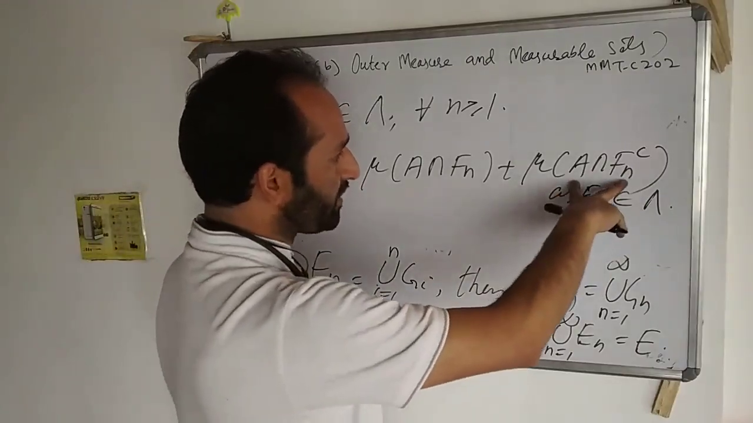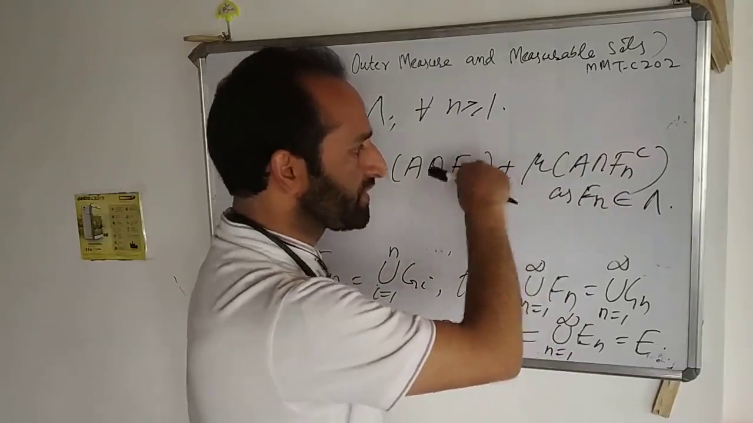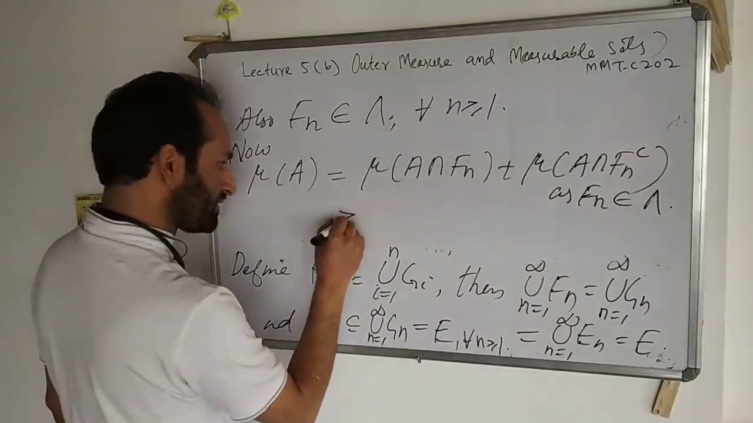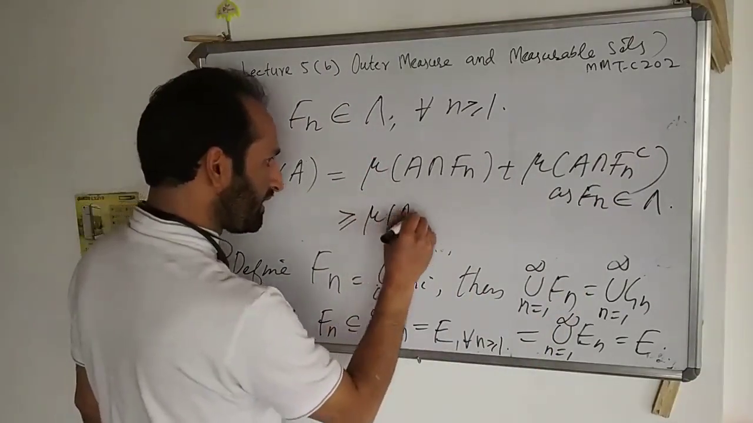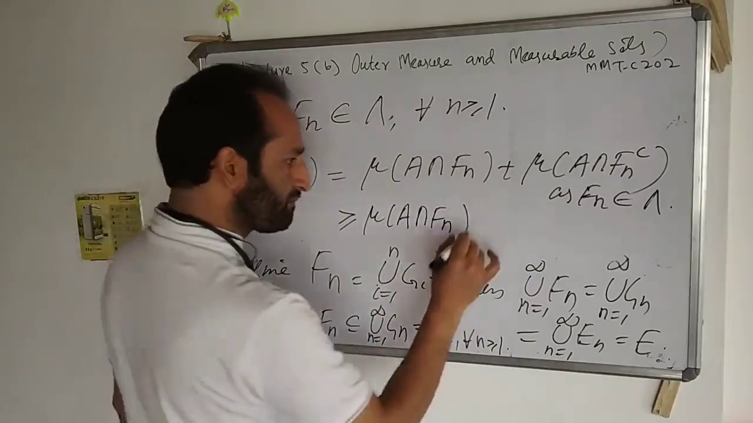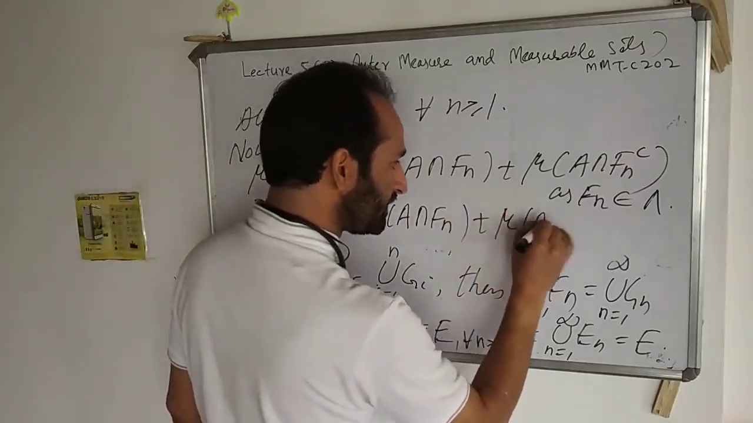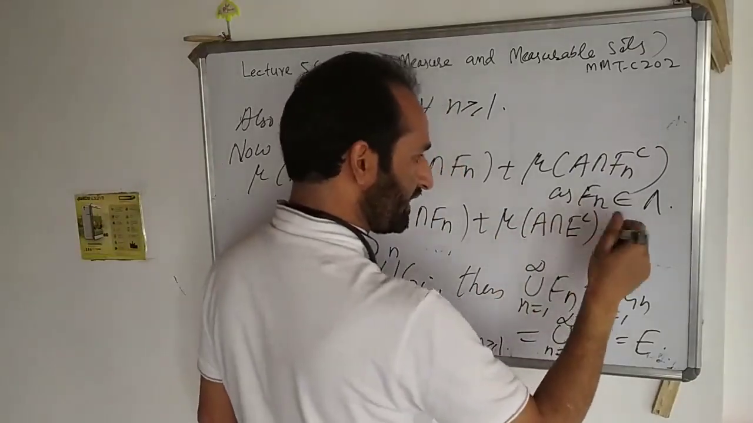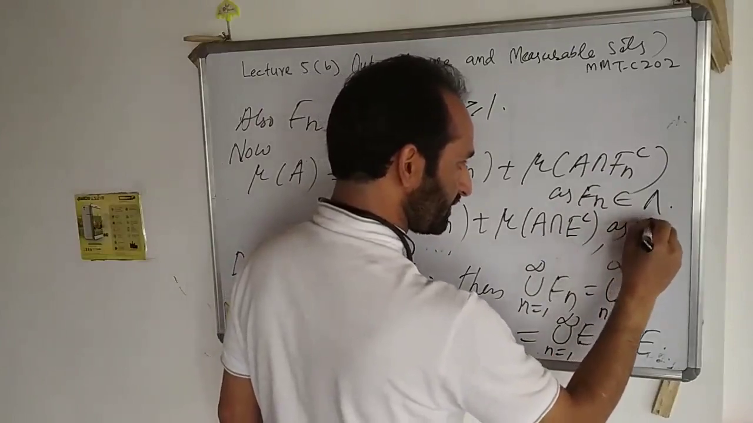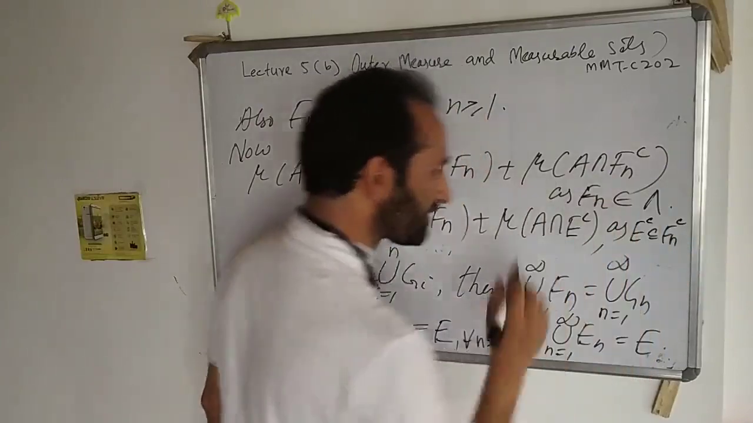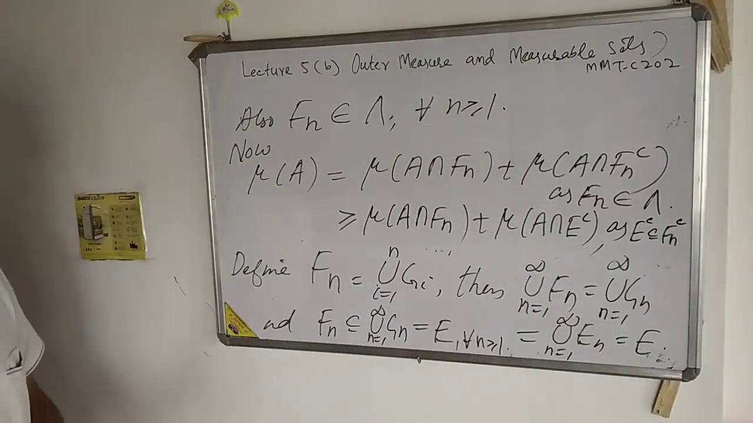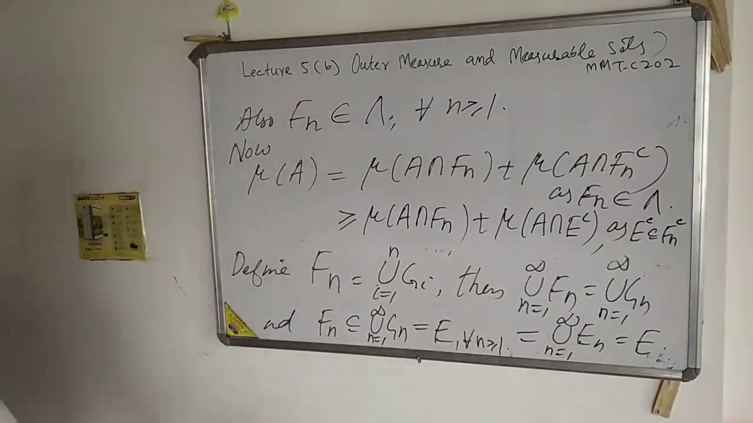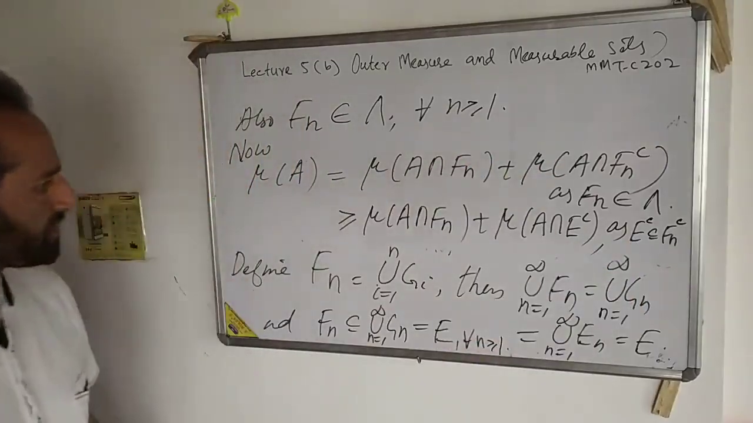So that means the measure of this set A intersection Fn complement will be greater or equal to the measure of A intersection E complement, by the monotone property of outer measure. So it's greater or equal to mu of A intersection Fn plus mu of A intersection E complement, as E complement is a subset of Fn complement. So Fn complement is bigger than E complement, so that the measure of Fn complement will be greater or equal to the measure of E complement.